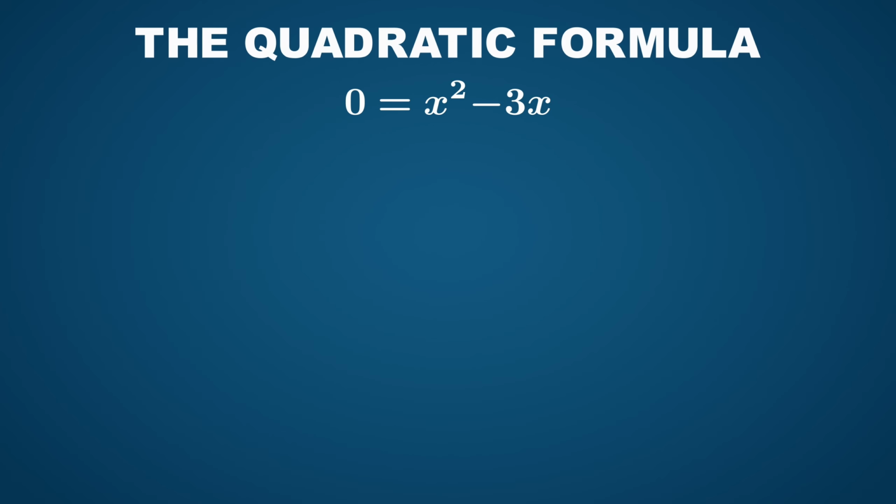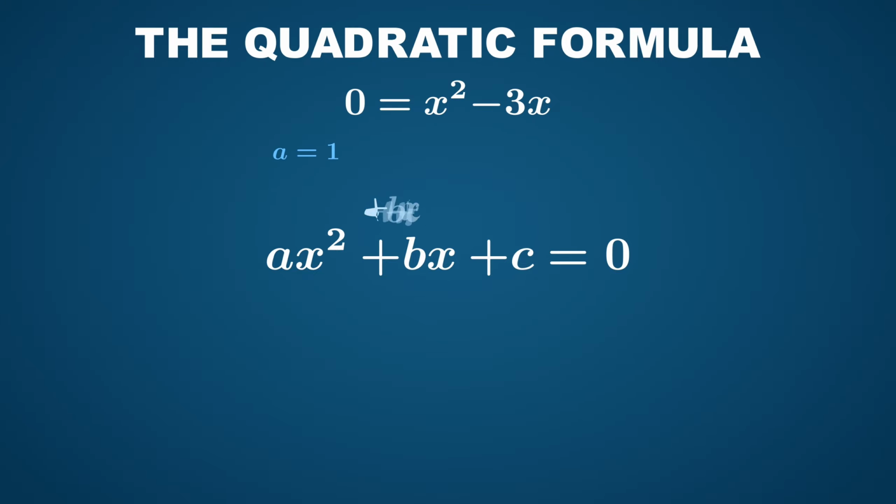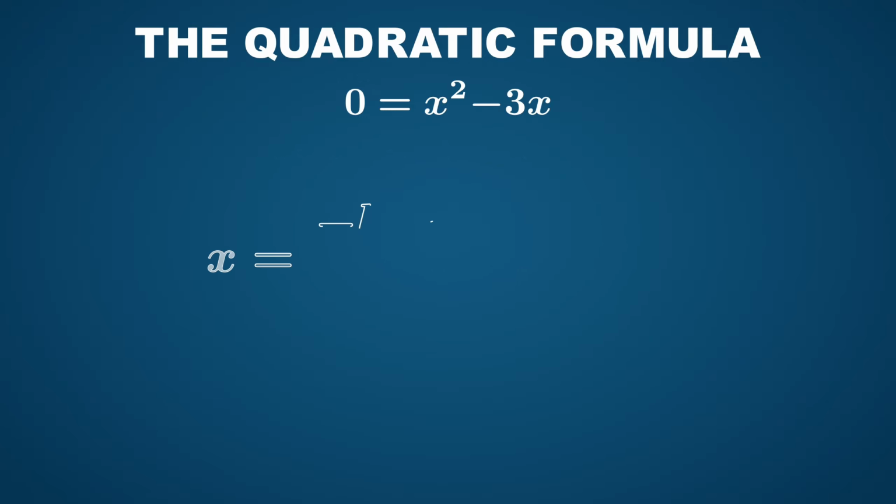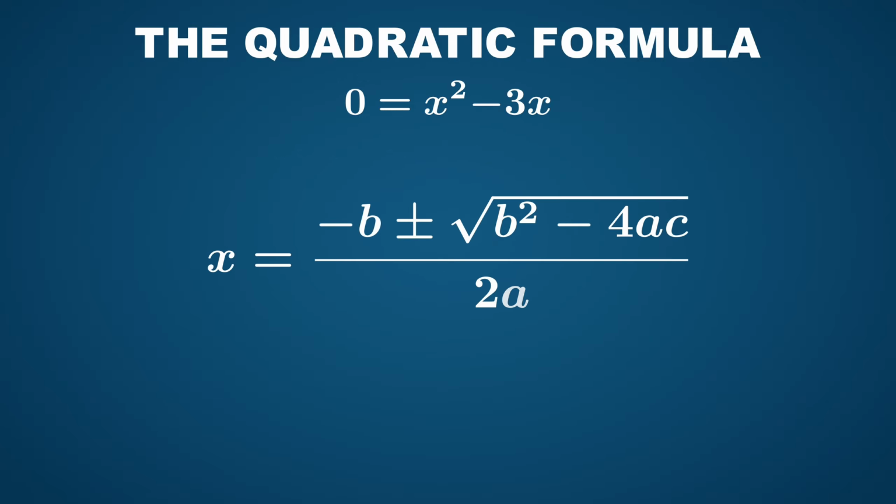To solve for x, we can use the quadratic formula. Our equation is in the form ax squared plus bx plus c equals 0, where a is 1, b is negative 3, and c is 0. The formula is x equals negative b plus or minus the square root of b squared minus 4ac, all divided by 2a.